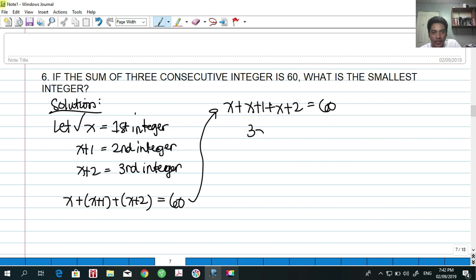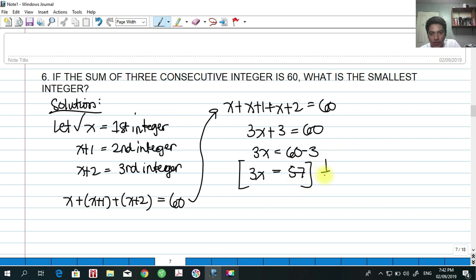Combining like terms, you have 3x plus 3 is equal to 60. So 3x is equal to 60 minus 3. That is 57. So if we divide both sides of the equation by 3, what will happen? x is equal to 57 over 3, and that is equivalent to 19. So this is what we are looking for, the smallest integer, which is actually the x in our equation.